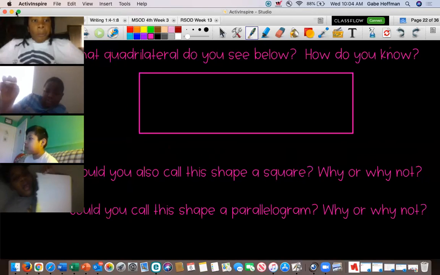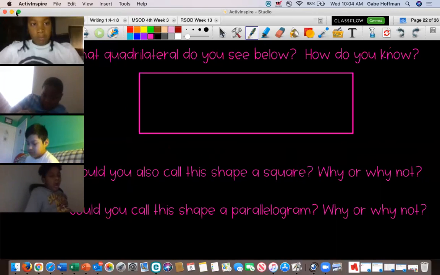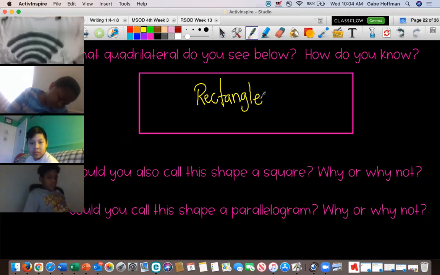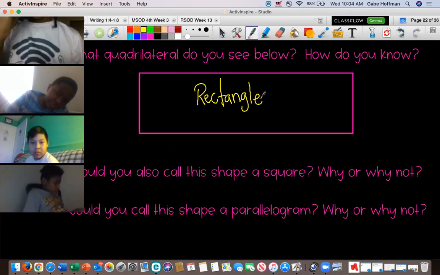Okay. So I saw this one, and this is the correct one. That is a rectangle. CJ, how do we know that's a rectangle? What specific attribute shows us that that's a rectangle?